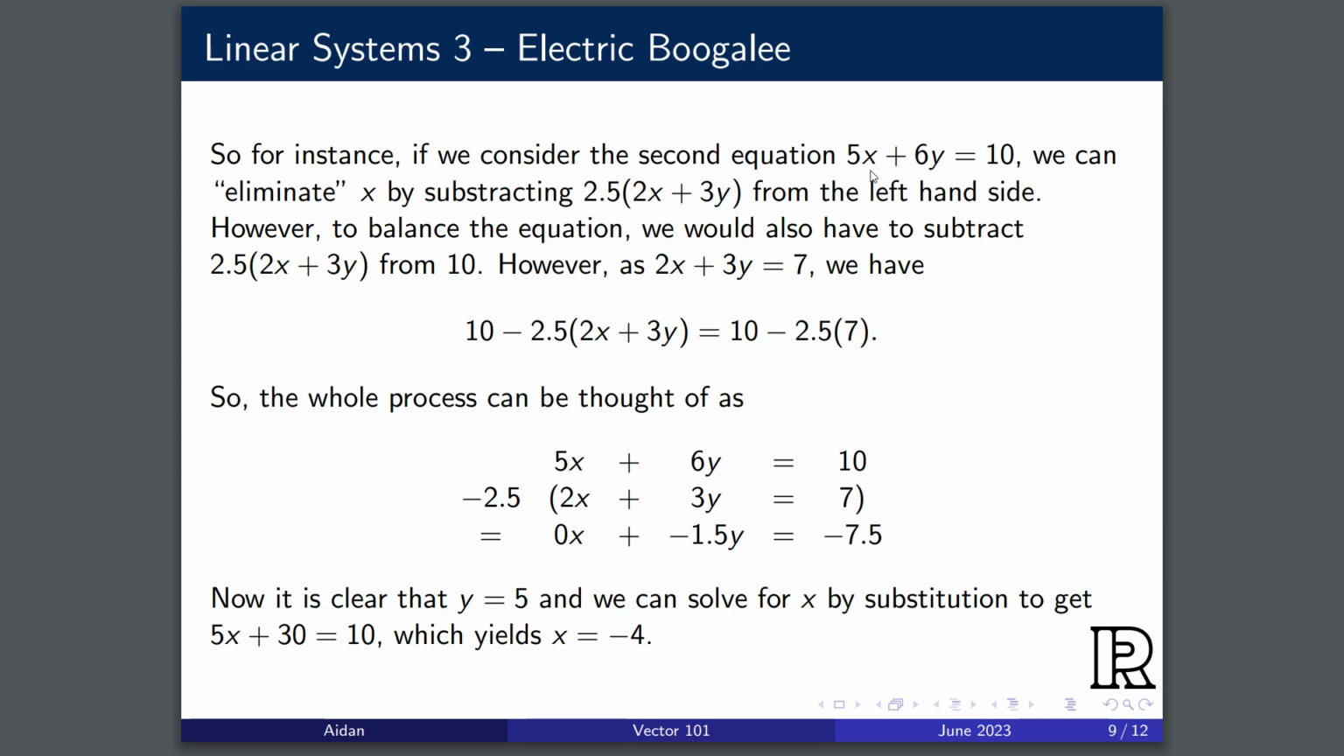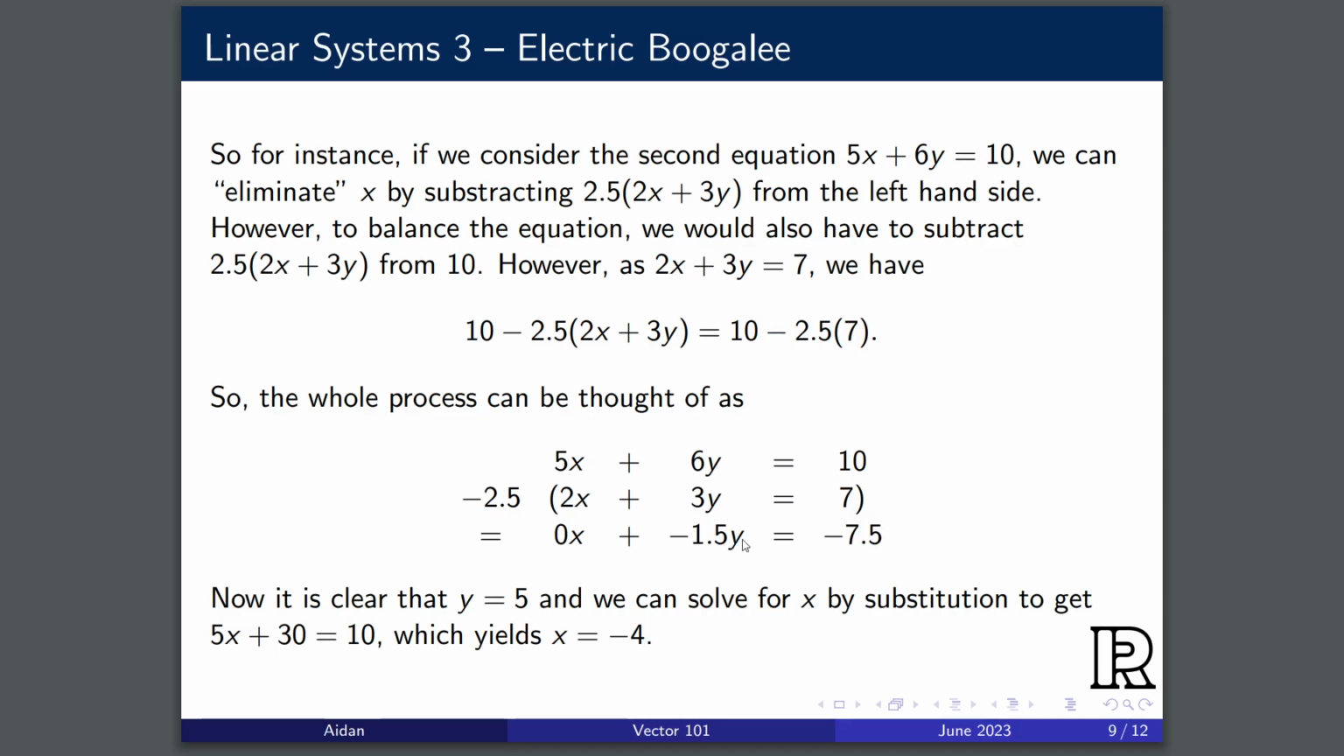the left-hand side. Then to balance it out, we have to subtract this from both sides, and then we can use the fact that 2x plus 3y equals 7 to get this reduction. And so we end up basically just subtracting this whole equation from this whole equation. Sorry, this whole equation gets this whole equation subtracted from it. The x's cancel out. For the y's, you're left with a negative 1.5, and then you're left with a negative 7.5 here.